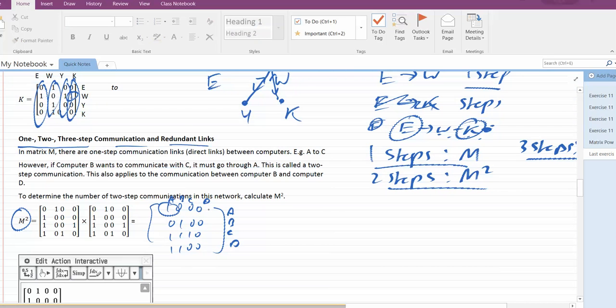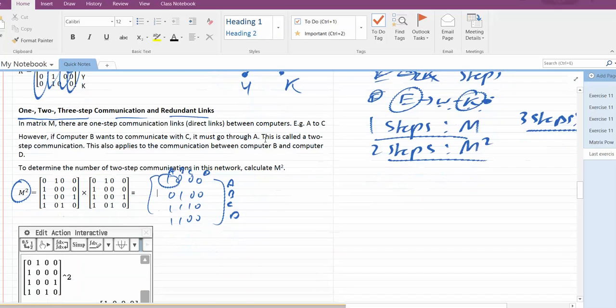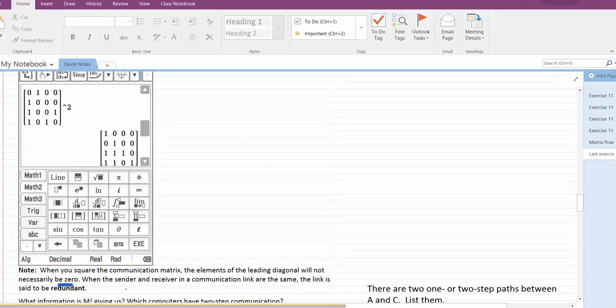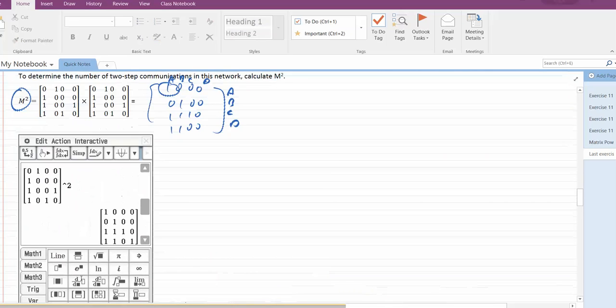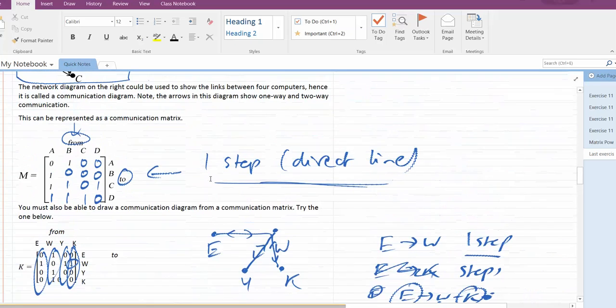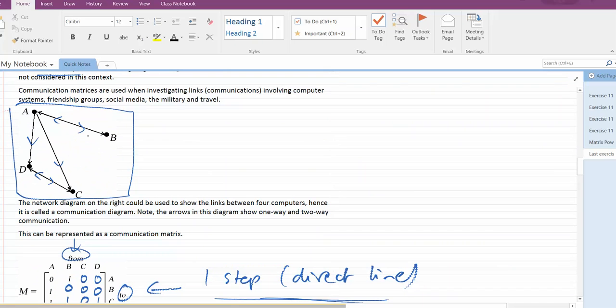So in the theory, it says that links are redundant, are not necessarily 0, but they're redundant because we're not interested in A going back to A, okay? We're not interested in A going to something else, okay? So the leading diagonals we can essentially ignore, okay? If they're non-zero, okay? So A to B, A to C. So there's one two-way connection between A to C, okay? So if we look back at our diagram, A to C, there's one two-way connection, okay?